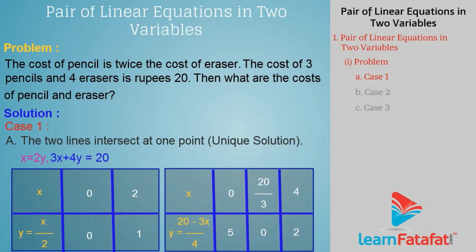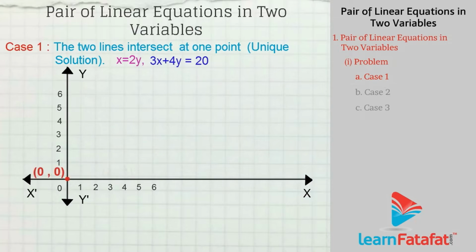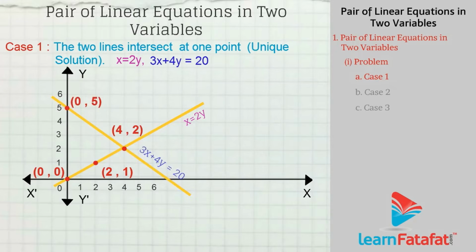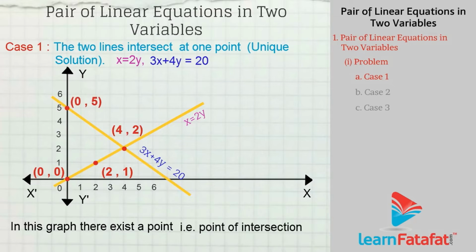Case 1. The two lines intersect at one point: unique solution. The table shows values of x and y. If we plot these two equations graphically, then we observe that each equation forms a straight line. There exists a point, that is, the point of intersection, which is a solution to both equations.